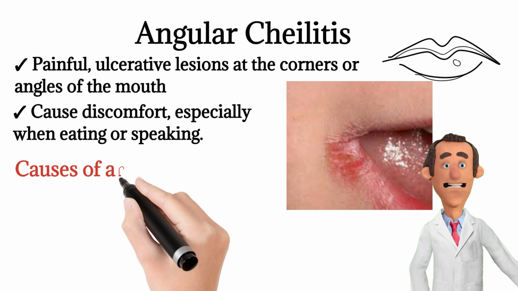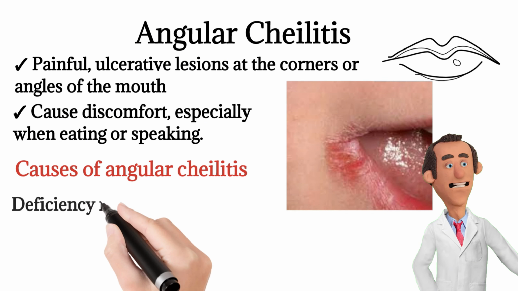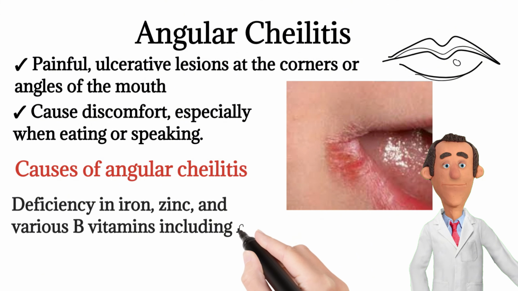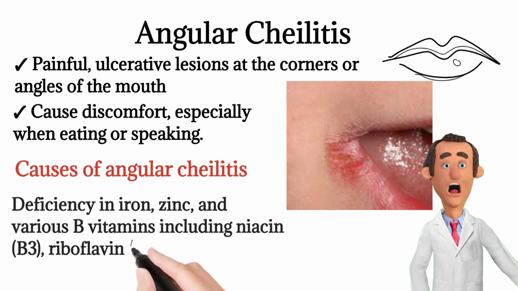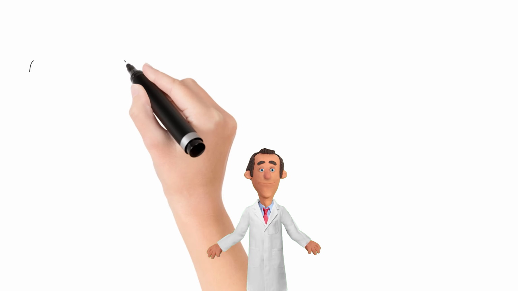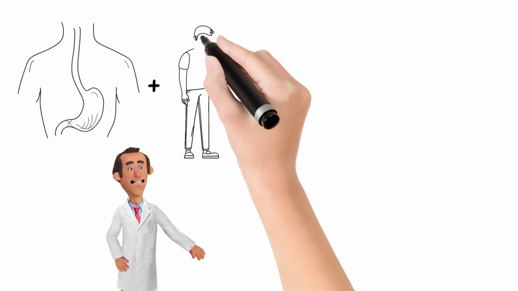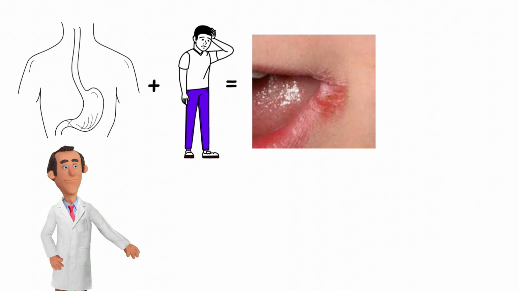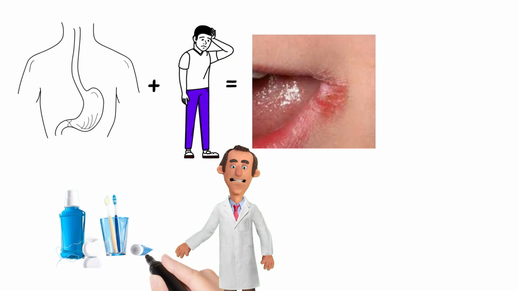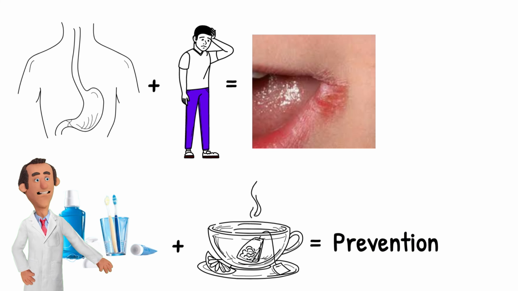The causes of angular cheilitis can vary, but deficiencies in certain nutrients such as iron, zinc, and various B vitamins including niacin, B3, riboflavin, B2, and B12 are commonly implicated. Additionally, factors such as low stomach acid and poor nutrition can contribute to the development of angular cheilitis. Avoiding skin irritants like harsh toothpastes, mouthwashes, and spicy foods can help prevent further irritation and worsening of the condition.